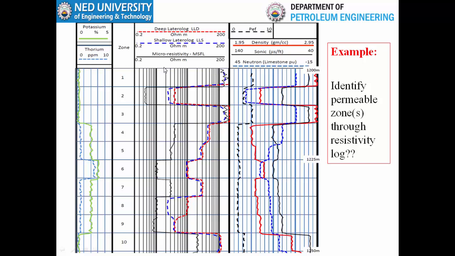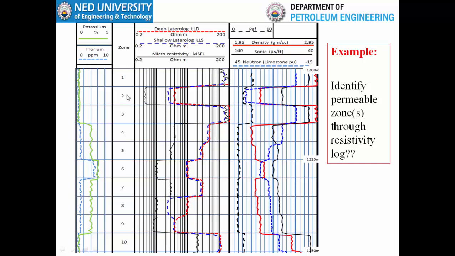So for example, in zone number 1, you can see that all these three resistivity curves are overlapping each other, which indicates that you do not have any mud invasion. All three curves are overlapping at some higher values. So zone number 1 is impermeable because no mud invasion has taken place, and you have similar values at all depths. In zone number 2, you can see you have the separation. MSFL is showing low resistivity and LLS and LLD are showing higher resistivity. So you have the separation between the resistivity curves.